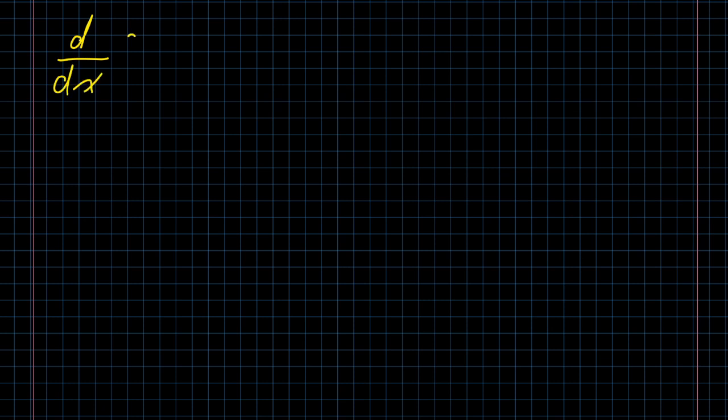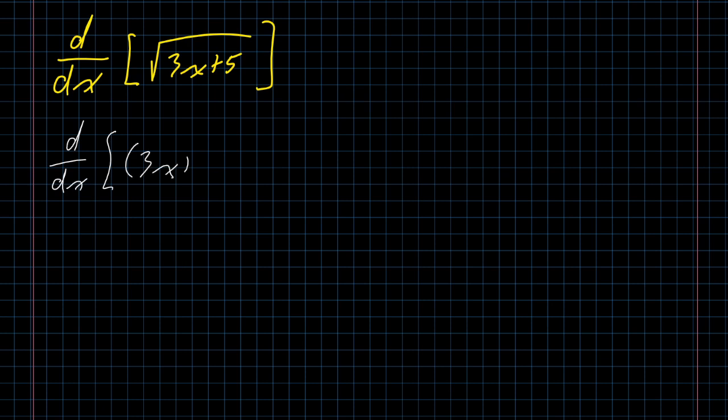But let's go ahead and take a look at an example. Here I want to take the derivative of the square root of 3x plus 5. When I look at this particular expression, what I immediately see is that we're taking 3x plus 5 and raising it to the 1/2 power.